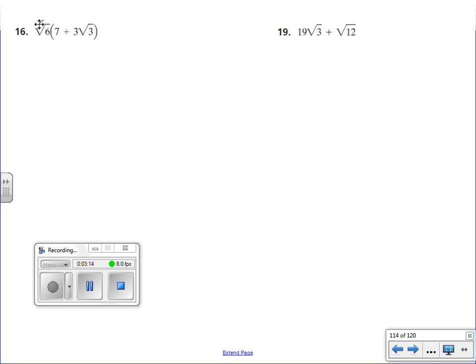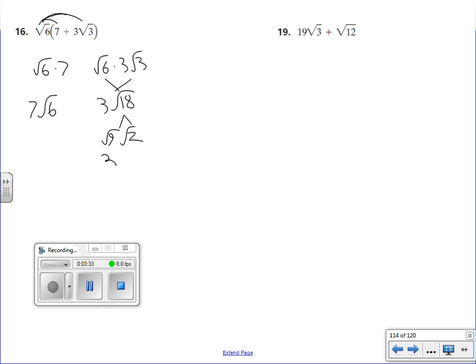Simple distribution, number 16. Root 6 times 7 is 7 root 6. And root 6 times 3 root 3 gives us 3 root 18. Root 18 simplifies to root 9 root 2, which is 3 root 2. Multiplied by the 3 is 9 root 2. Let's bring this down. 7 root 6 add 9 root 2.